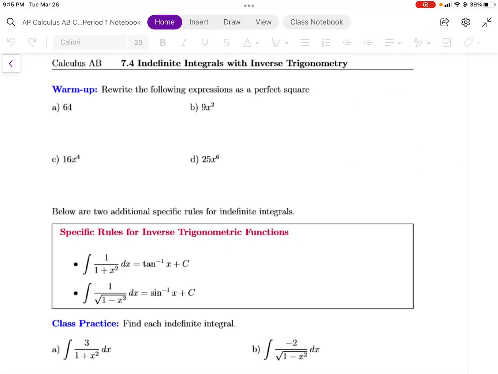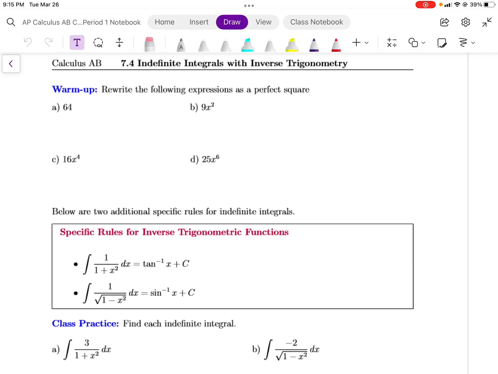Hello everyone. So we're going to do indefinite integrals now with inverse trig. But before we get started with that, I'm just going to have you guys in the warm-up try to rewrite these expressions as perfect squares.